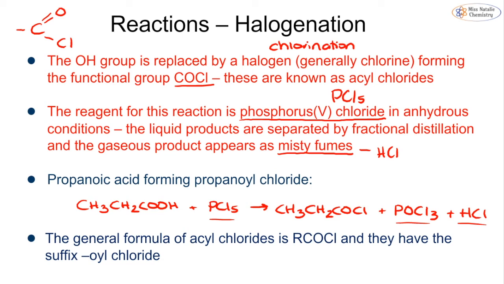And the general formula of these acyl chlorides is RCOCl, and they have the suffix this time of -oyl chloride, like propanoyl chloride or ethanoyl chloride. But we will look at them in more detail in topic 15D.